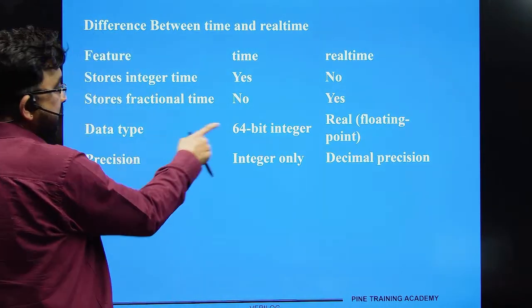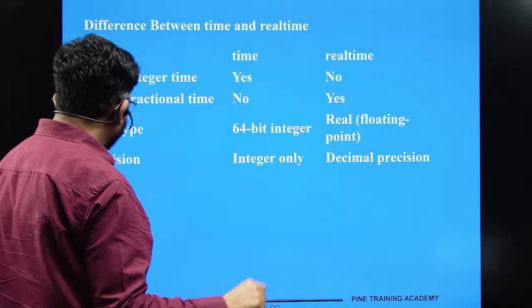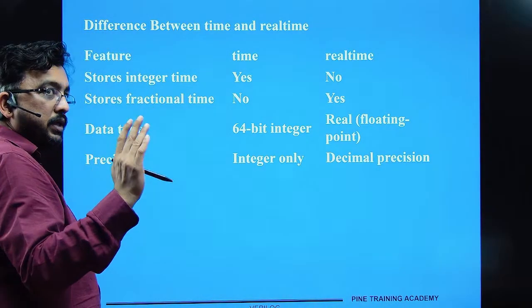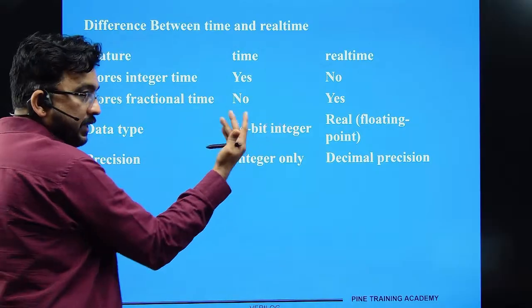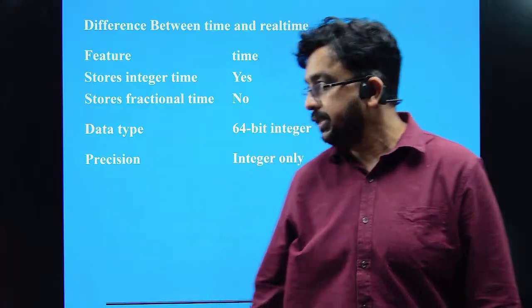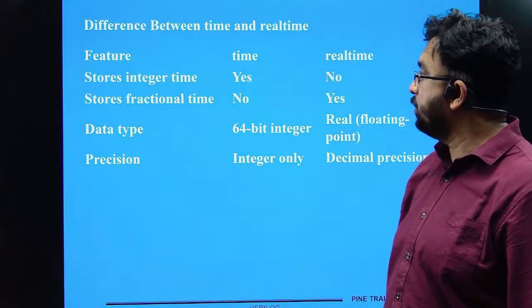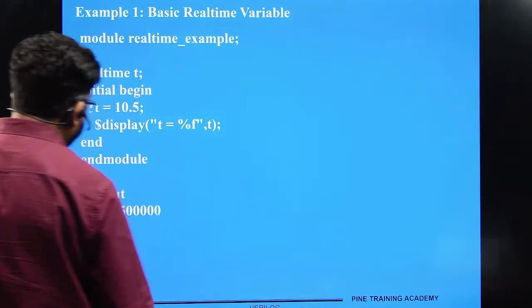Okay, data types. Yes, 64-bit. It is in floating point also, that is point also, and precision to integer only. That is no output or store anything in the form of point or decimal, but it also stores the value in the form of decimal. Okay, so I will check this time variable. I'm not sure.